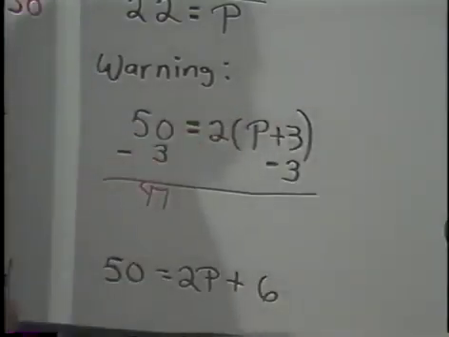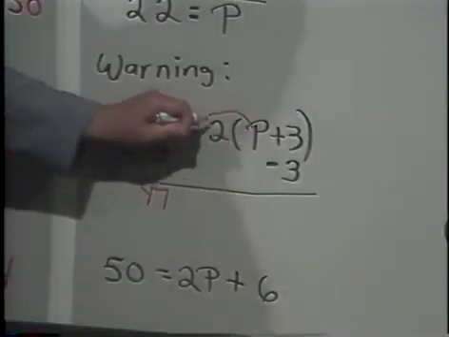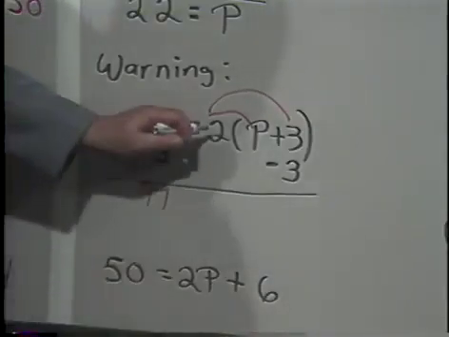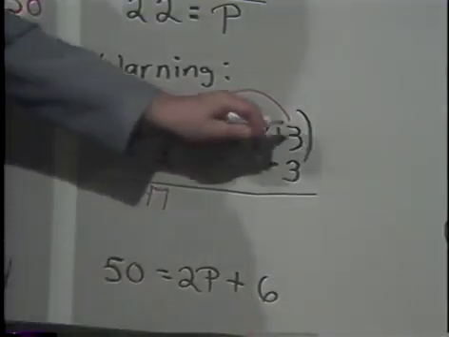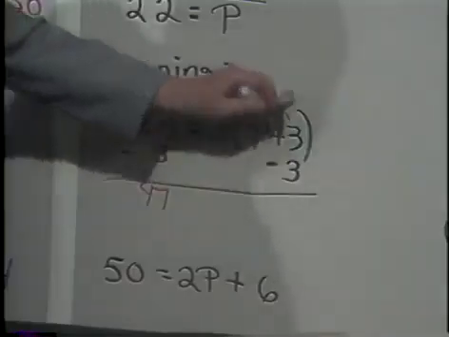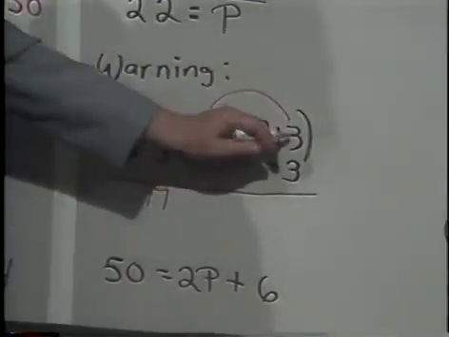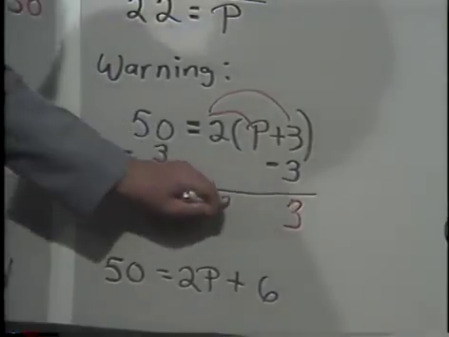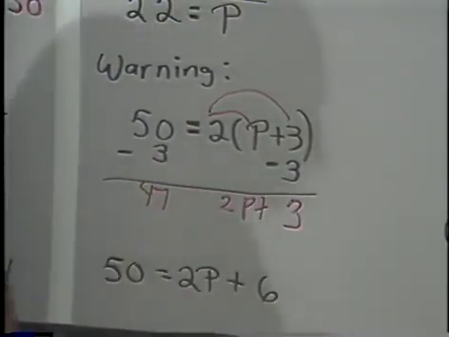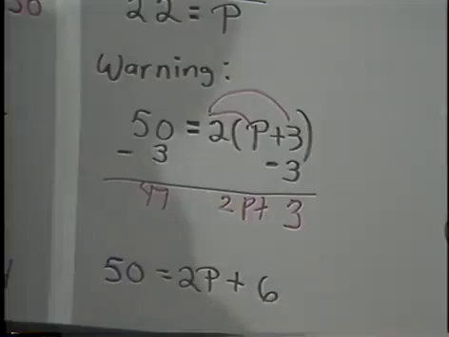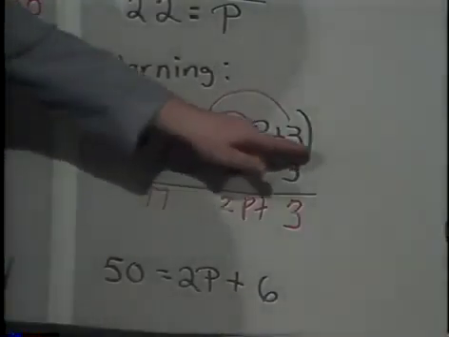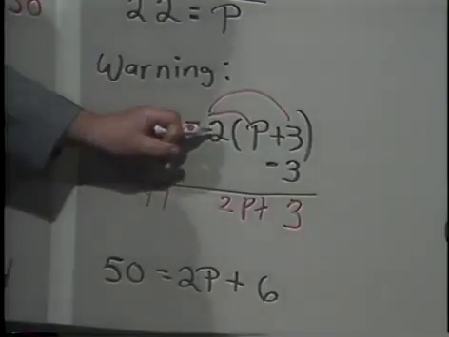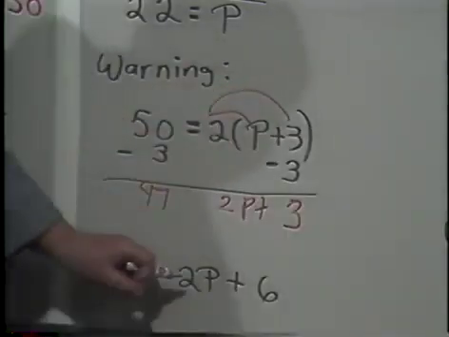This is not really a 3, because by the distributive property, isn't the 2 multiplying both the p and the 3? See, this is really 2p plus 2 3s. You can't just cancel the 3s this way. This is really 2 times 3, which is 6. And when you subtract 3 from 6, you're still going to have 3. You see, you've got to be very careful here. If you do want to get rid of the parentheses, you can use the distributive property and say this is the same as 2p plus 6.